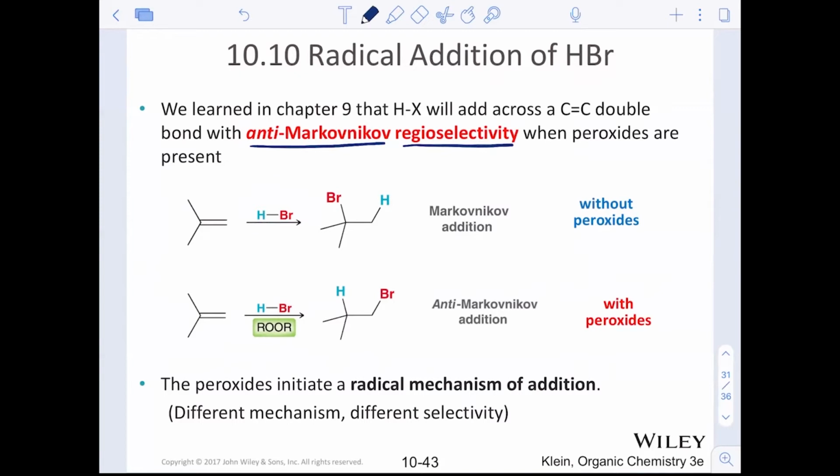And so let's dive into this mechanism. The first one, the Markovnikov addition from chapter 8, did heterolytic cleavage, where we made a carbocation on the more substituted position, and then a bromine nucleophile will come in on that more substituted position and make the Markovnikov addition product. With a peroxide, we still are going to be adding hydrogen and bromine across that double bond, doing an addition reaction. However, it's going to be via a radical mechanism.